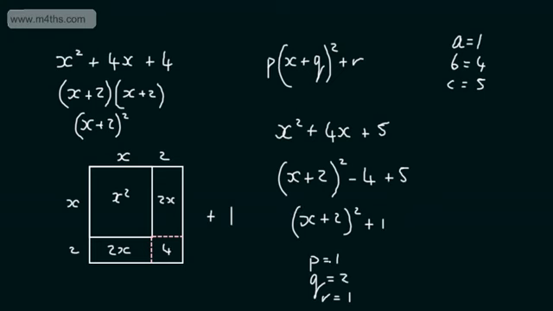There are a fair few advantages of using the completed square method. It's quite quick to solve equations. We can also look at this graphically and find what we call maximum and minimum points, and we'll do that shortly.